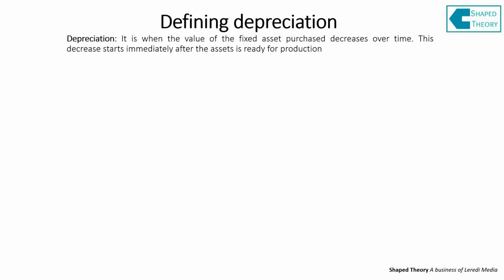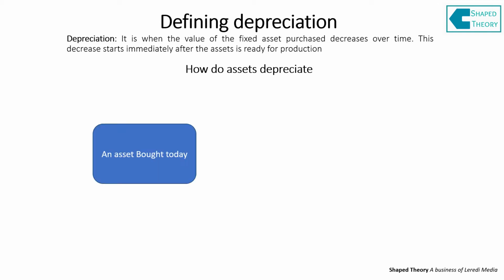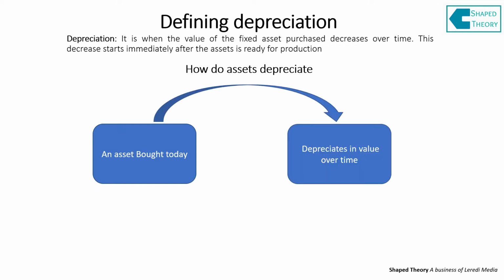Now, let's look at defining depreciation in simple terms. Depreciation is when the value of the fixed asset purchased decreases over time. This decrease starts immediately after the asset is ready for production. Let's look at an illustration of how an asset depreciates. In essence, if you buy an asset today, it will not retain the same value throughout its life. Therefore, we can say the asset we bought today will depreciate over time because it will have lesser value in the future or over time.